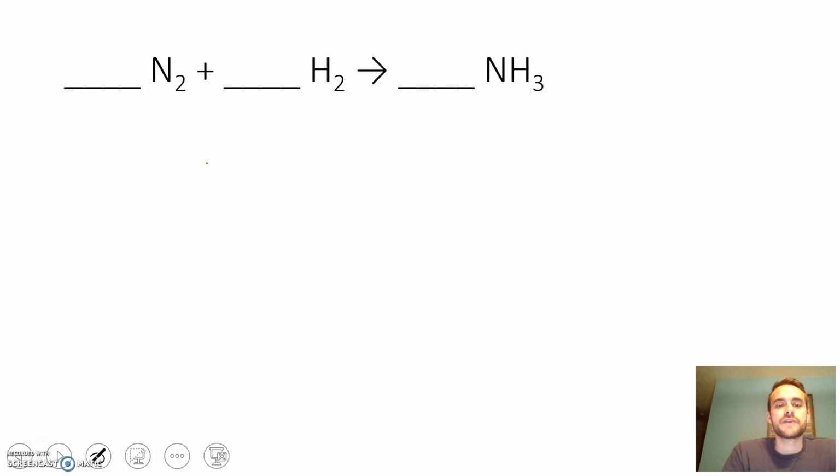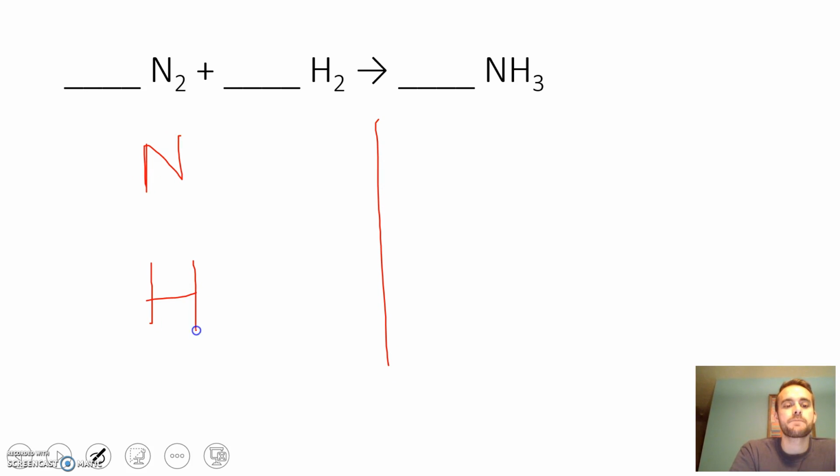Next, nitrogen gas plus hydrogen gas makes ammonia. So let's make our chart as we did before. Soon you won't have to do this once you get the hang of it, but it's good to use starting out especially. I'll have 2 N's on the left, 1 on the right, 2 H's on the left, and 3 on the right.